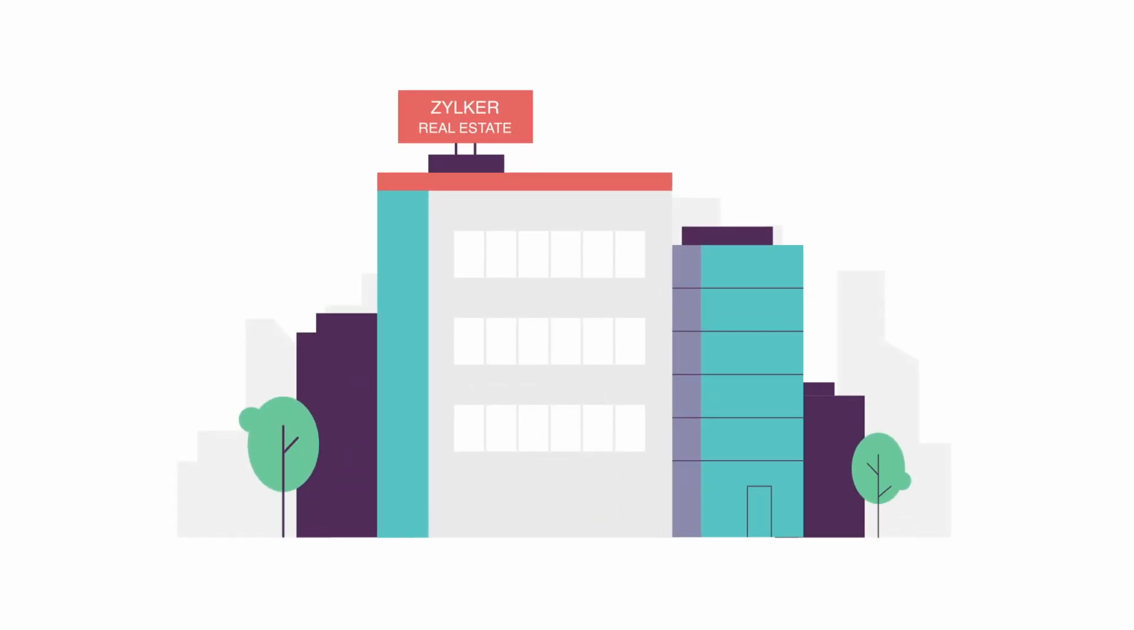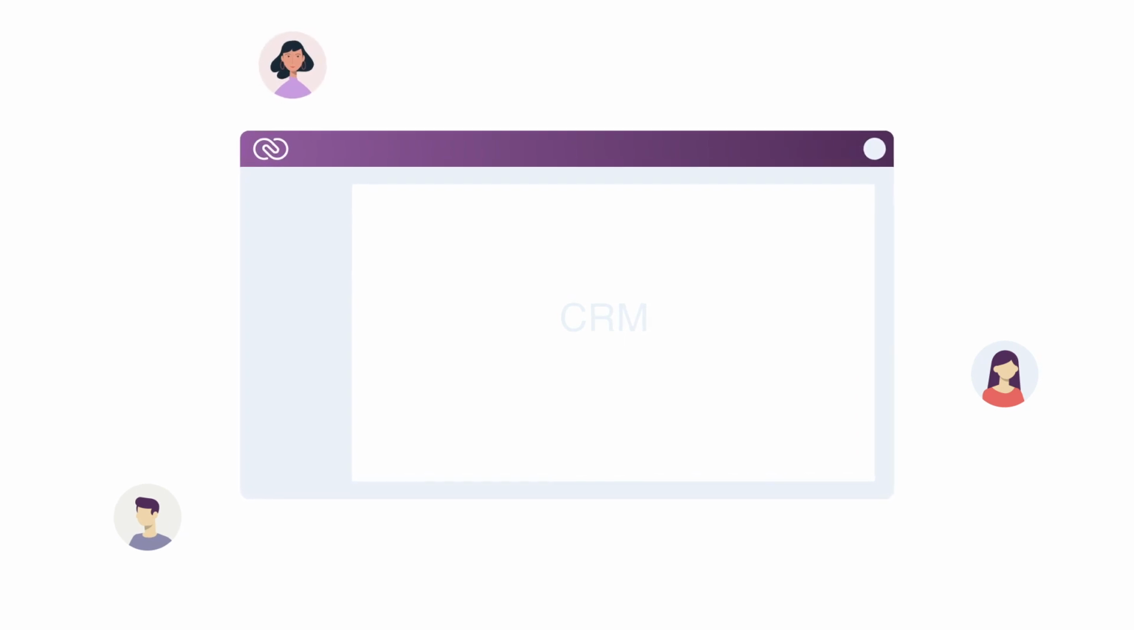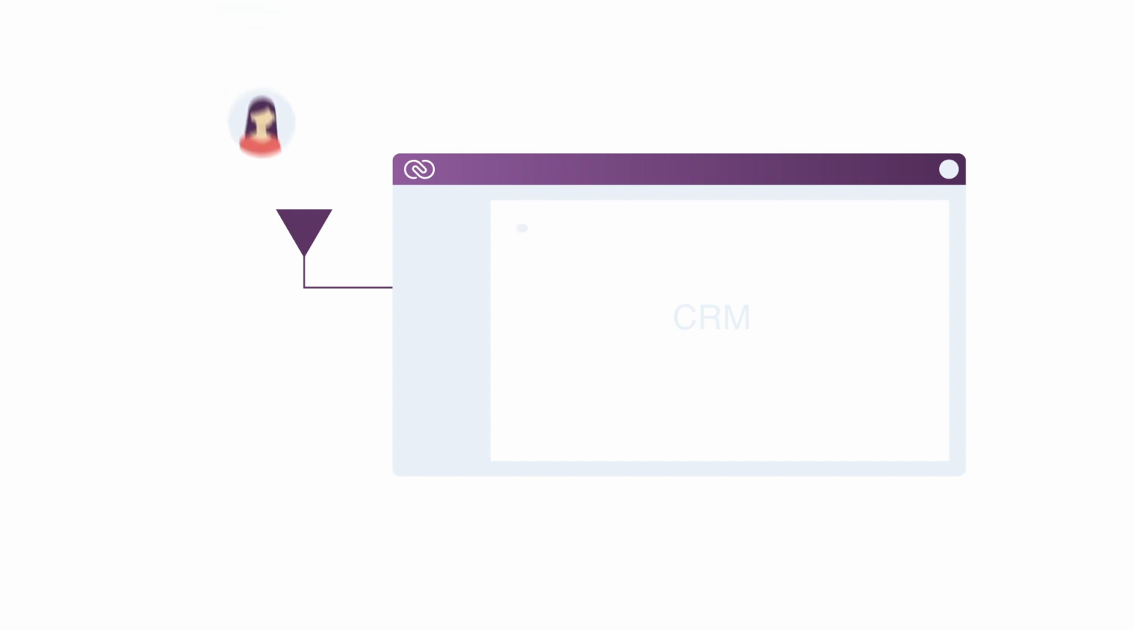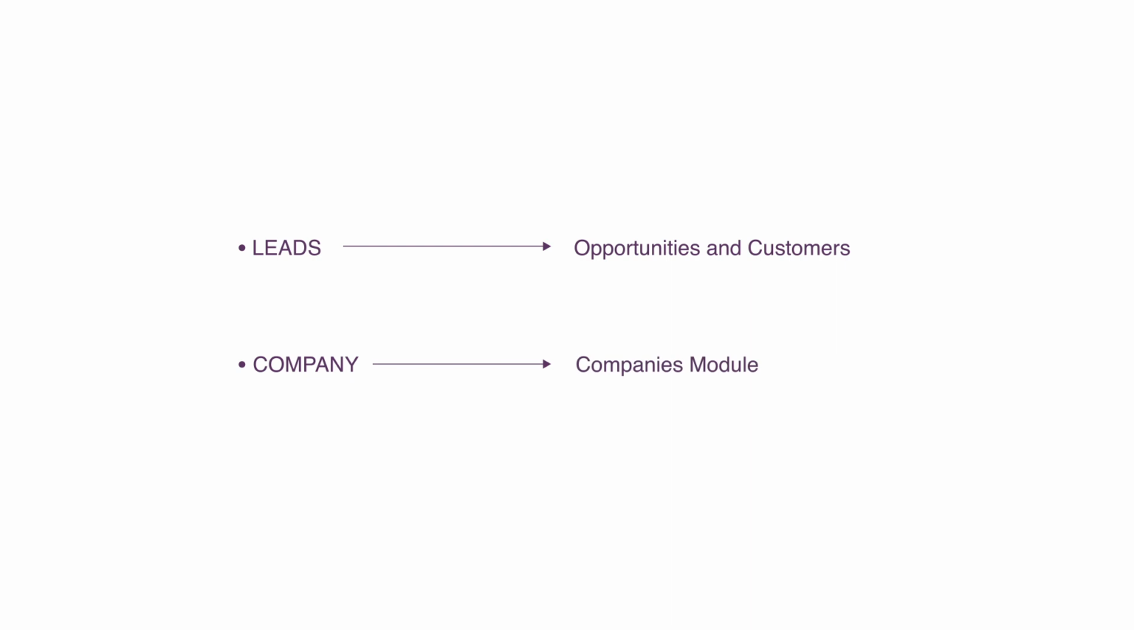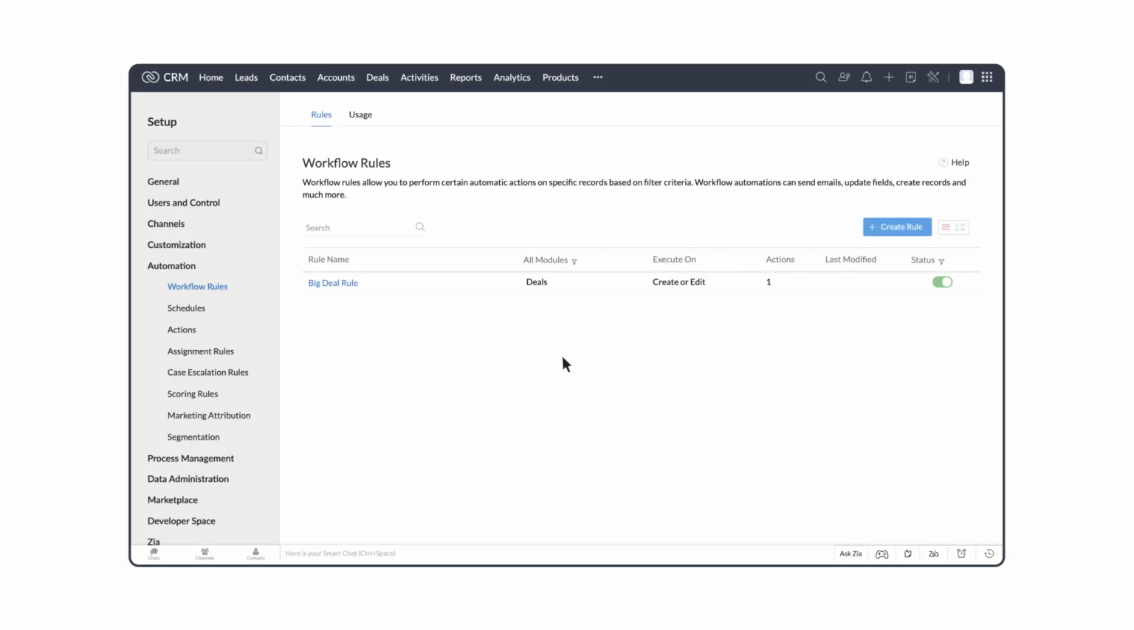Let's consider another example. Zilker is a real estate firm that has multiple automation requirements for their business process. Lead qualification is a tedious task as there are a number of leads that come into their CRM. Automating this would streamline their process and also help their real estate agents in spending more time on actually selling. So, Zilker wants to convert the leads that are interested in buying a property automatically into opportunities and customers, and also the company that they belong to must be added to the Companies module. Let's see how we can achieve this using workflow rules.